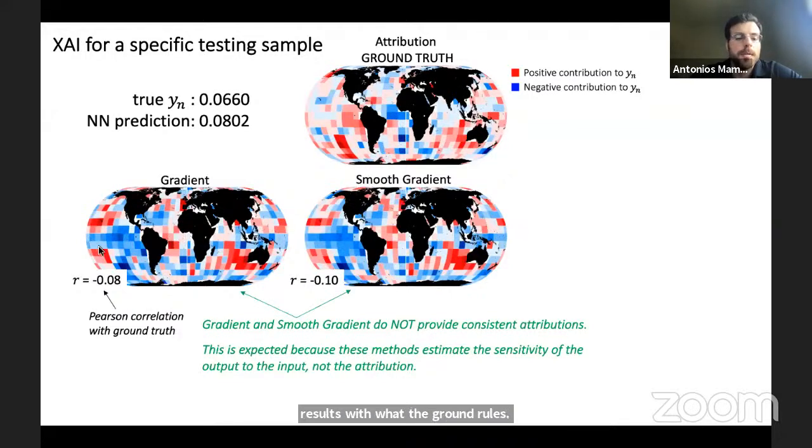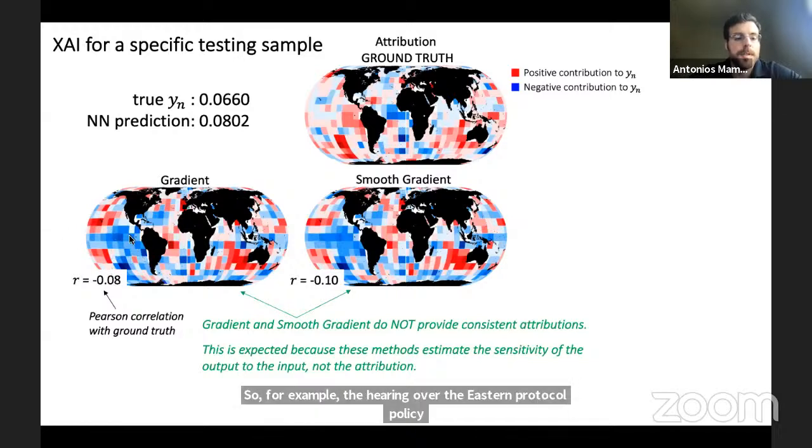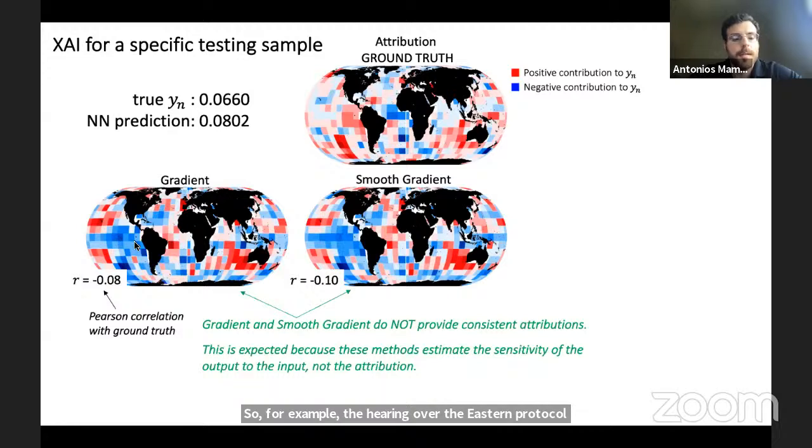For example, here over the Eastern Tropical Pacific or the Southeastern Pacific, both methods highlight pixels with a negative sign, which is opposite in the ground truth. Also, for the tropical Atlantic, pixels are highlighted here in the two methods with a positive sign, which is opposite to what happens in the ground truth. And also, simply correlating the two maps, you can see that these two methods provide results that do not correlate with the ground truth.